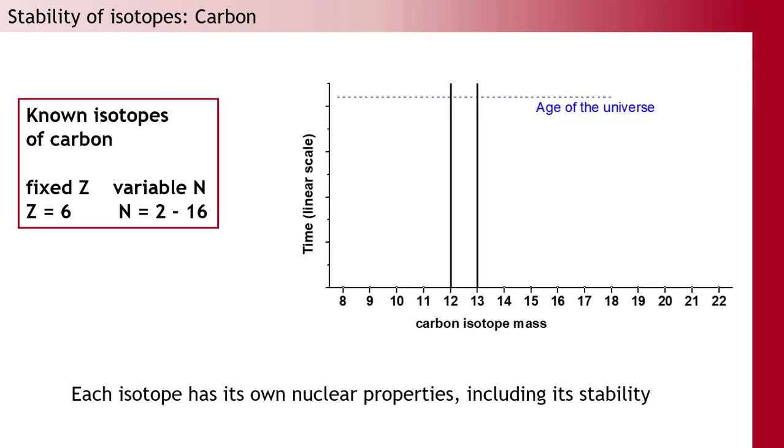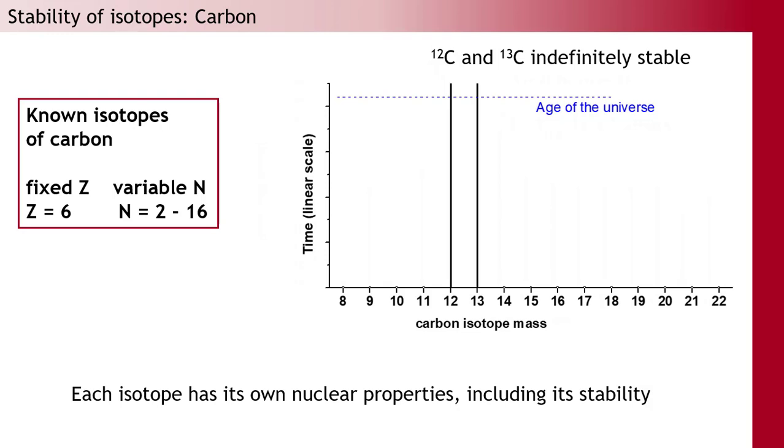So let's look at a familiar element from near the beginning of the periodic table. Let's take carbon and plot half-life versus atomic mass. There's a slight issue here. As far as we can tell, both carbon-12 and carbon-13 are indefinitely stable, or at least have a half-life that is much, much longer than the current age of the universe. So I need to truncate this plot.